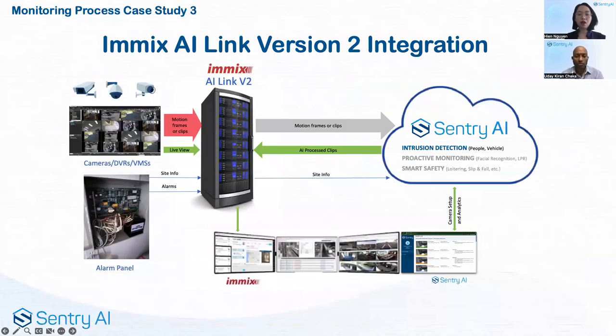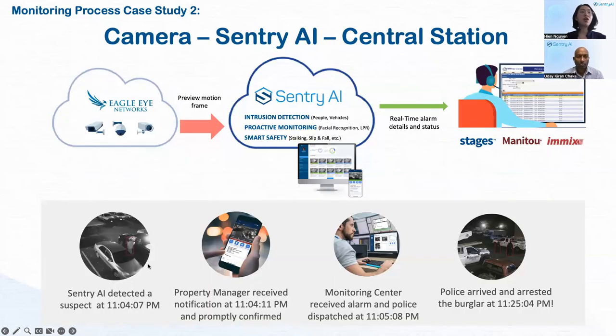This happened 2 months ago for one of our customers that they onboarded. That night, Sentry AI detected a suspect who came into the parking lot and tried to steal the catalytic converter at 11:04 p.m. We sent out the alert right away to the property manager and the monitoring center at the same time, after a couple of seconds.